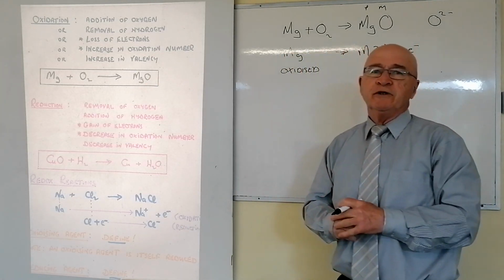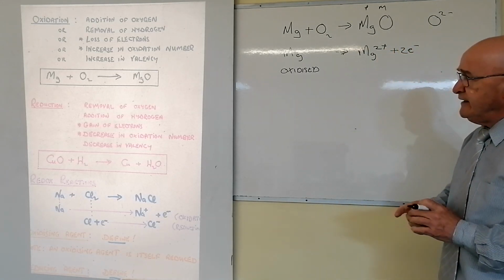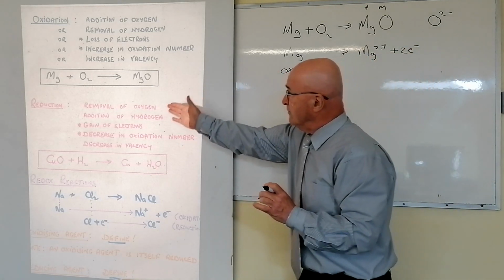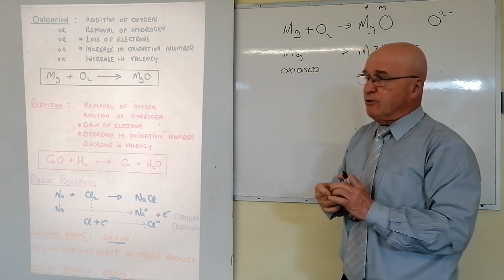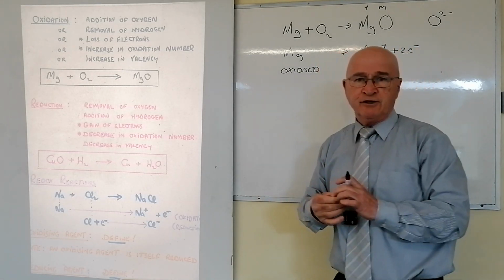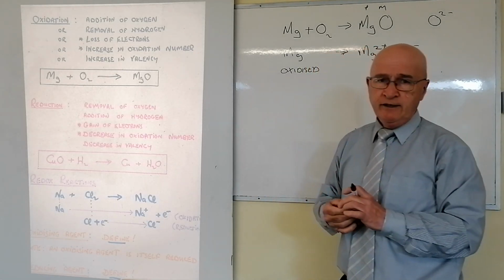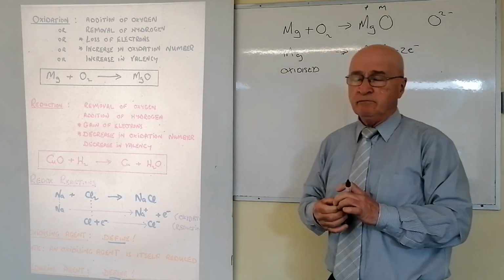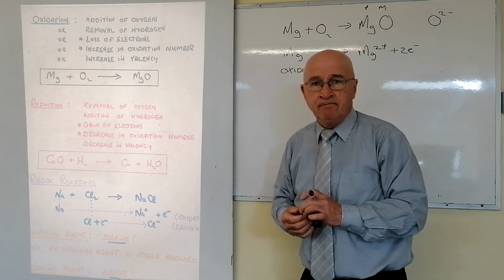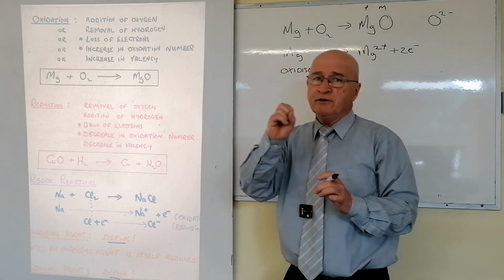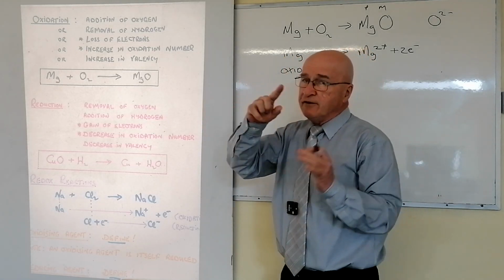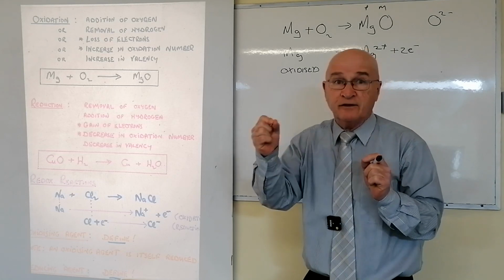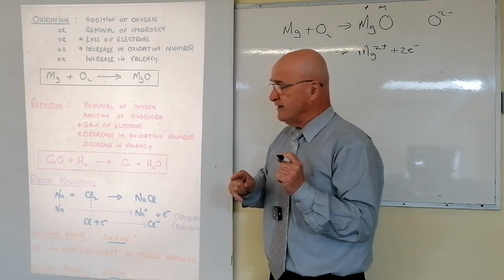I'll move on next to reduction. Now, reduction, I need to tell you, is the opposite of oxidation, and it has 5 definitions again. They're all the reverse of the ones above. And I hope you're okay with that. Reduction is the removal of oxygen, or the addition of hydrogen, or the gain of electrons, or the decrease in oxidation number, or decrease in valency. And the 2 I've highlighted are the 2 in your notes highlighted as well. If you're asked to define reduction, you'd please say, oh, it's a gain of electrons. Reduction is a gain of electrons, oxidation is a loss of electrons. That's by far the best definition.